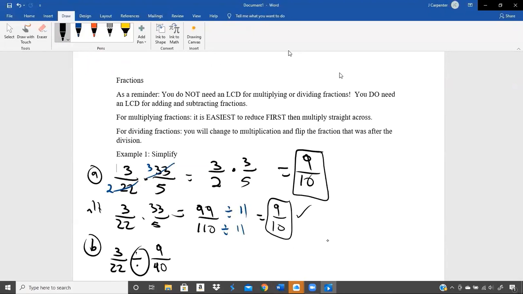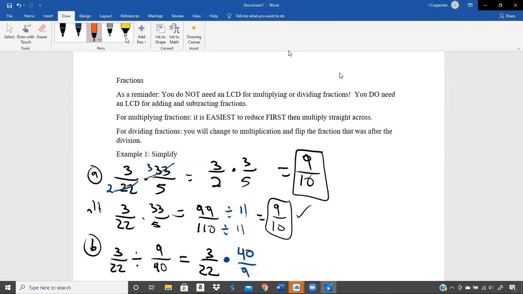So this is a division. For dividing fractions, you change it to multiplication and flip the fraction that was after the division. After, not the before, after. So this is going to become 3 over 22. I will do what's changed in blue. The division changes to times. Now the 9 over 40 becomes 40 over 9.